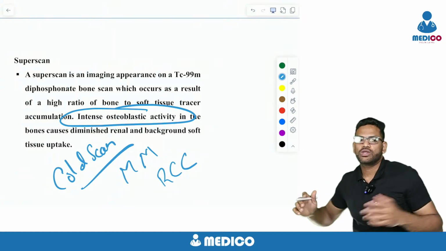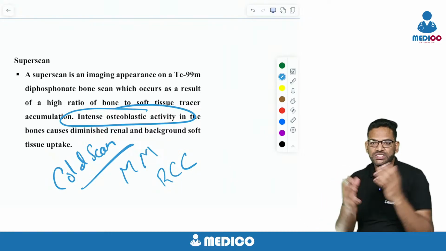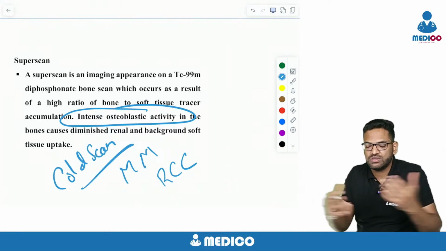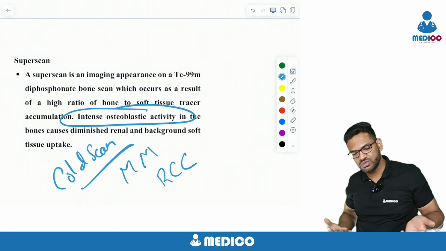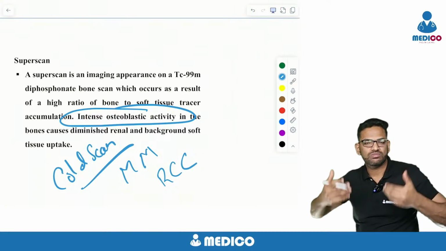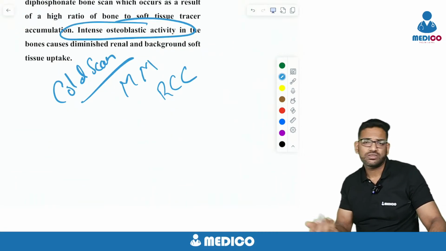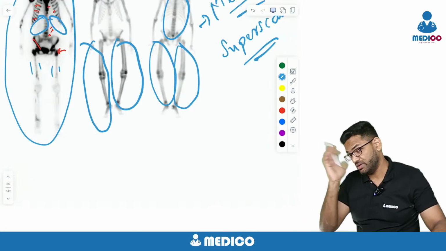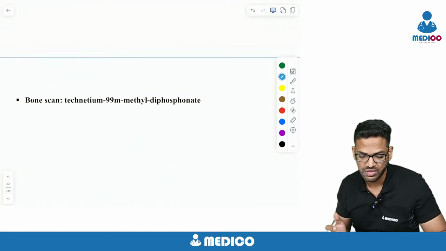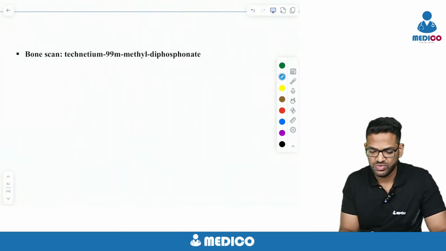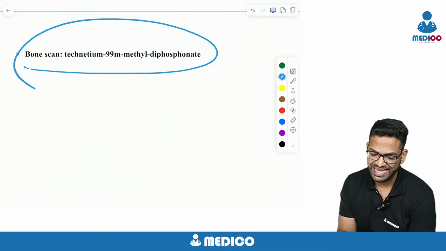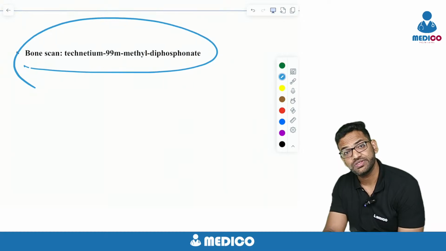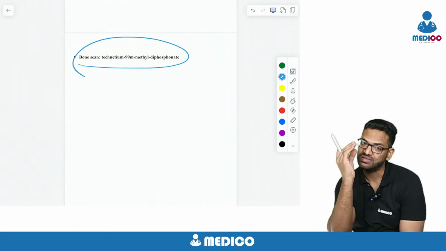Okay, you cannot just say, yeah, bone scan is negative, so no uptake, so there's no disease. Always see what metastasis you are talking about. Multiple myeloma is not metastasis, it's primarily a bone lesion, same with RCC. Always have that in your mind before you call anything a negative bone scan. This can come as an MCQ. Technetium 99 methyl diphosphonate, okay, so that is the bone scan tracer.